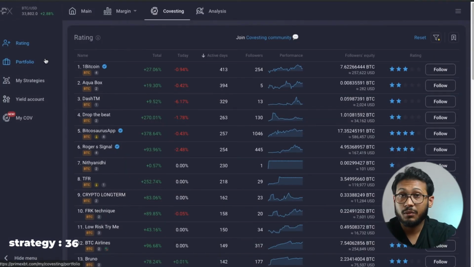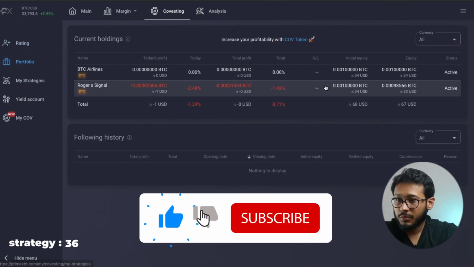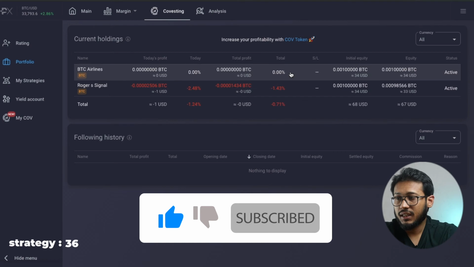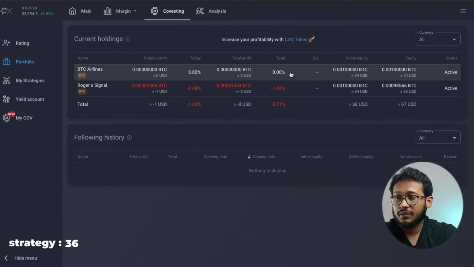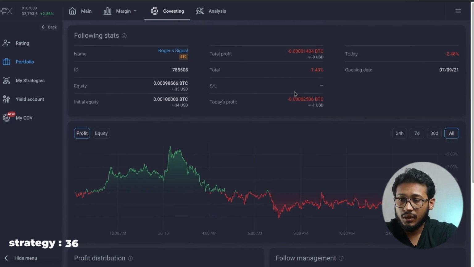Let's have a look in my portfolio. So let's go into the portfolio. Now at the moment I have invested in BTC Airline and Roger S Signal. So let's go to the Roger S Signal. With this strategy I have invested round about 33 euros. So with this strategy I have a loss of 1 USD or 0.000165 BTC. For the day I have a loss of 2.69%.